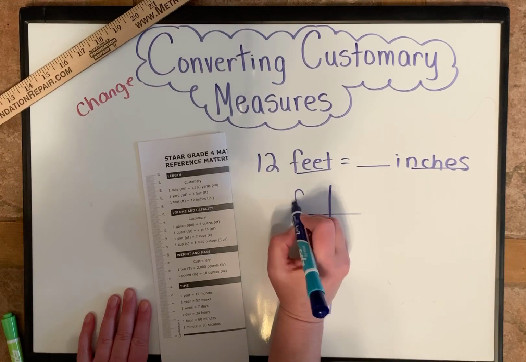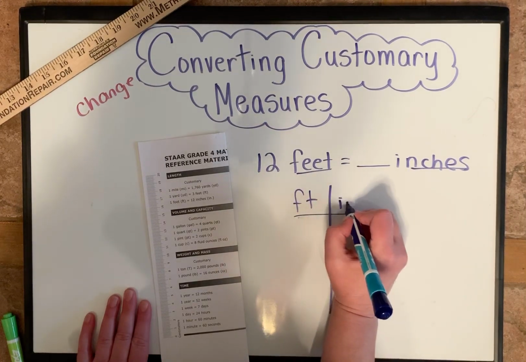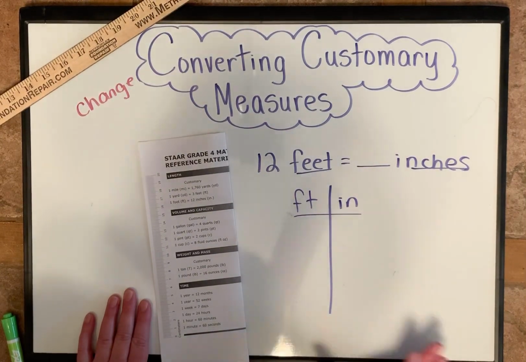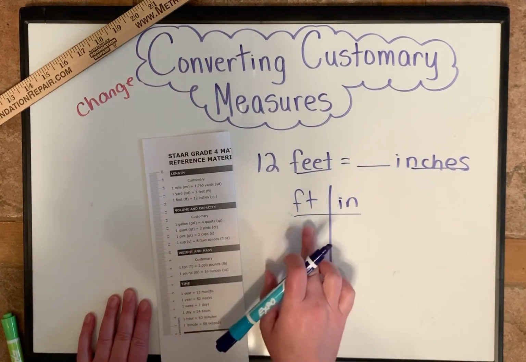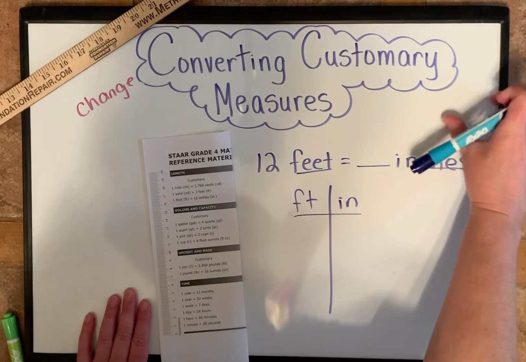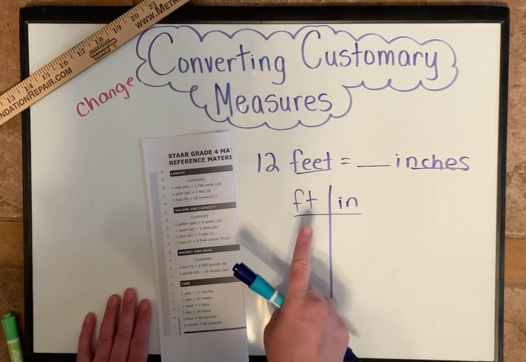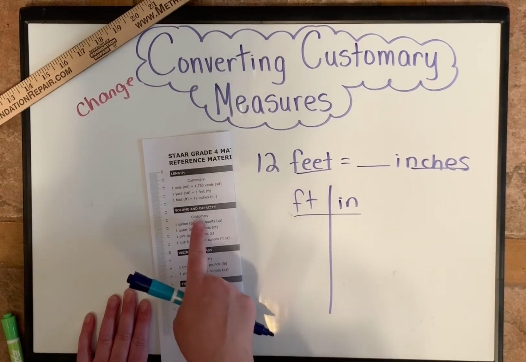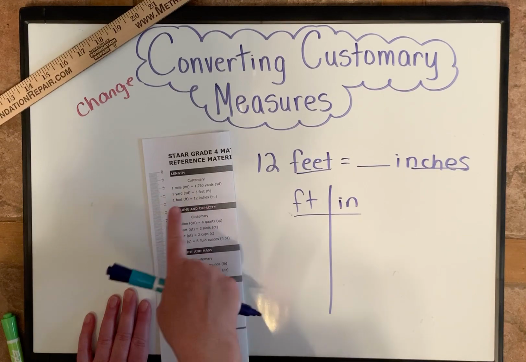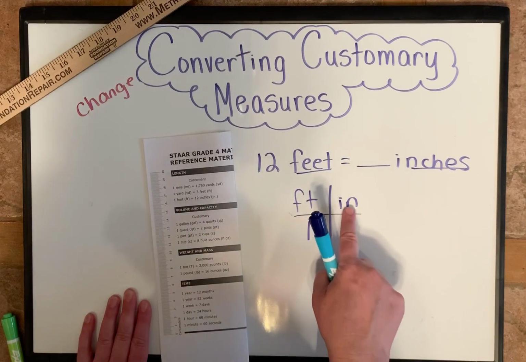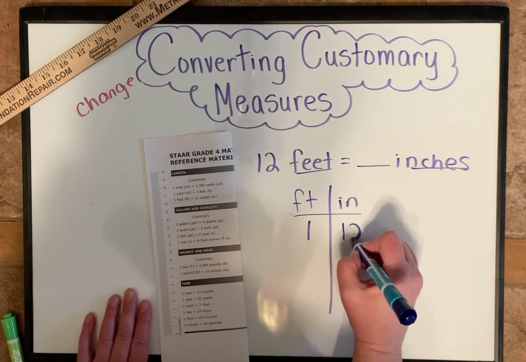So I've got feet on one side, inches on the other. Now, I don't know my rule yet. I don't have that memorized, so I'm going to go over here to my chart. Let's find our initial rule, and then we can solve the rest, just like an input-output table. Here we go. So feet and inches. I'm going to look for where feet and inches are together. Oh, there it is right there. And I'm literally just going to copy this down. 1 foot, 12 inches.